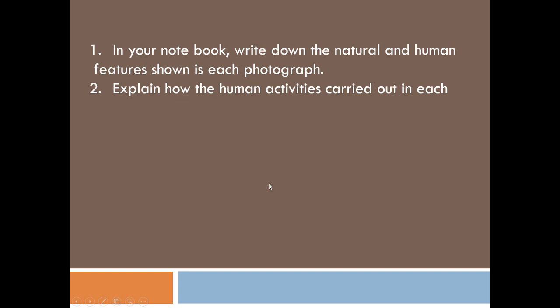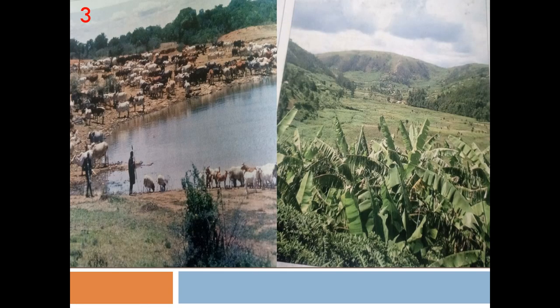Let us just have a sample of photograph 3 and photograph 4. What natural features do we have in photograph 3? We have a water body. It could be a lake, it could be a river, but this is a water body. We call it a lake. Then we have grass, we have the trees, we have the hills, we have the animals.